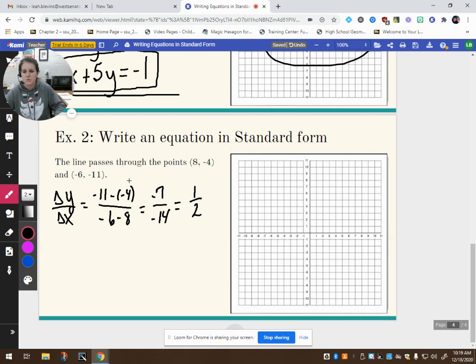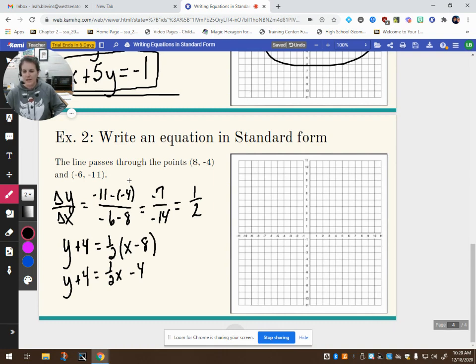So now pick a point. Doesn't really matter which one. Y minus the y coordinate. I'm going to go with these because 11, I'm looking ahead and thinking, I don't know if I want to deal with that. These are both factors of 2. Anyway, this is just me. You can use whichever one you want. So y plus 4, because minus a negative is a positive, equals 1/2 times x minus 8, x minus the x coordinate. So I can distribute. I end up with 1/2 x minus 4 equals y plus 4.